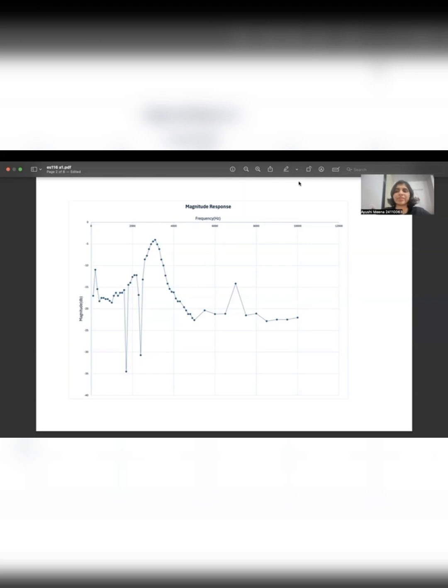So now I'm going to explain the graphs. Here this is the magnitude response which is plotted between magnitude in decibel and the frequency in hertz. Here we can see the peaks, and these are the resonant frequencies. Resonant frequencies are the frequencies at which the piezoelectric sensor vibrates with the greatest amplitude.